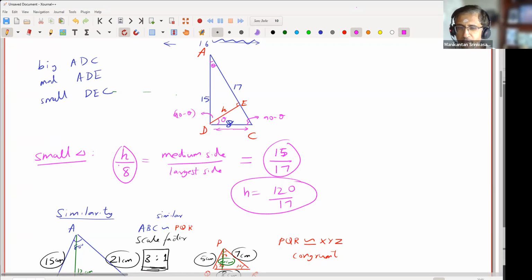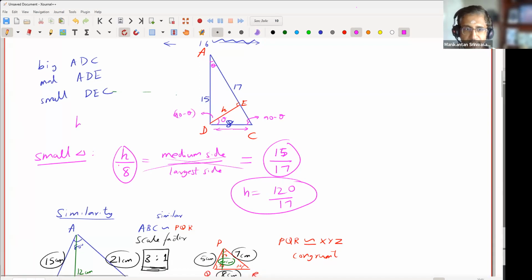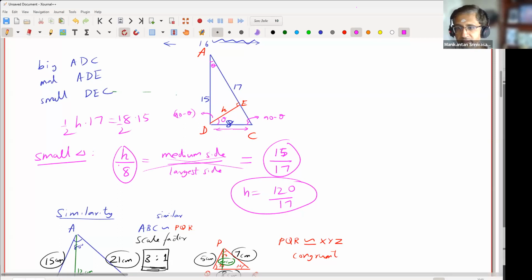And this is exactly what was happening in the area also. If I do the cross multiplication, what am I saying? I'm saying H into 17 is 8 into 15. If I multiply both sides by another half, it becomes the area. Half into H into 17 was the area. Half into 8 into 15 was the area. So they're all related concepts. Does it make sense?